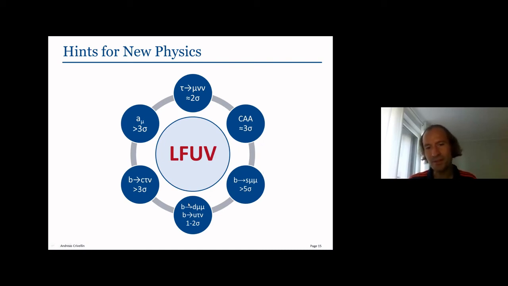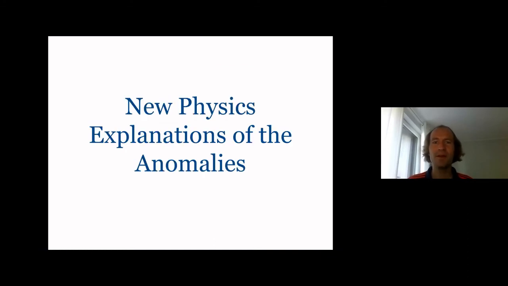But what is also interesting is that in these decays where the bottom quark decays to first generation quarks, also here there are some slight tensions compatible with the global picture. Okay, so this was the overview on these lepton flavor universality violating anomalies. Now let me come to new physics explanations of these anomalies.